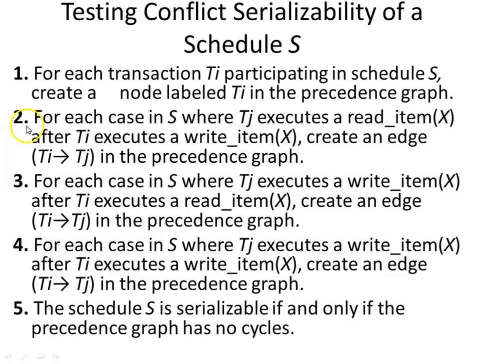You draw an edge from node Ti to node Tj if there is a read item after a write item working on the same database item X. You again draw an edge from Ti to Tj if a write item follows a read item on the same database item X. You again add an edge to the precedence graph if a write item follows a write item on the same database item X. And step number 5 says that you finally conclude that it is serializable.